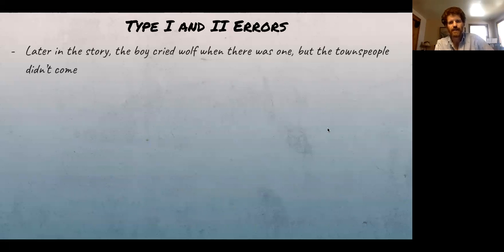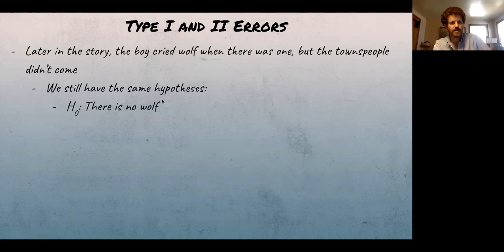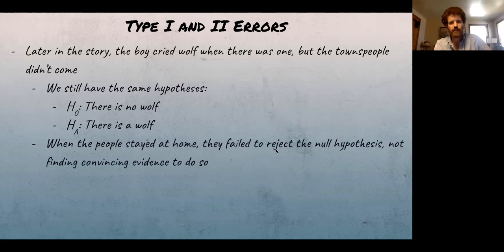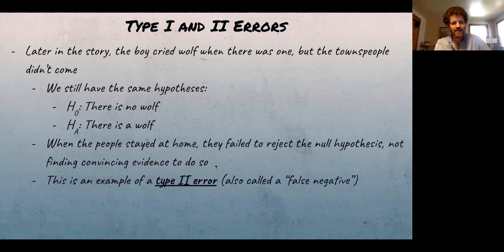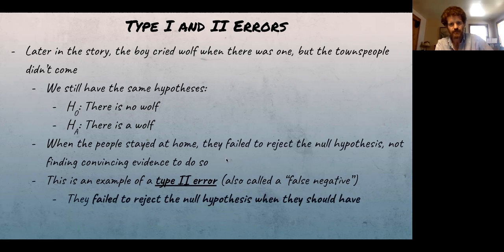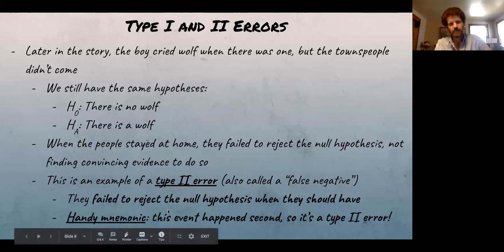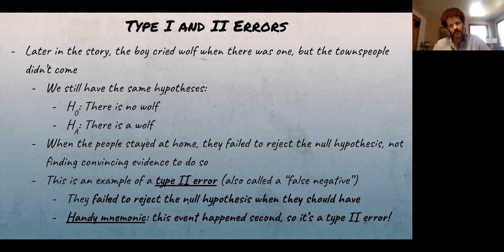Okay. So, of course, what happened later? There really was a wolf, but the townspeople didn't come. We still have the same hypotheses. The null is that there's no wolf. The alternative is that there is a wolf. So what the people did here is they failed to reject the null hypothesis because they didn't find convincing evidence to do so. And now this is an example of a type 2 error, when you fail to reject the null, but you should have. And so your handy mnemonic here: this event happened second in the story, so it's a type 2 error.